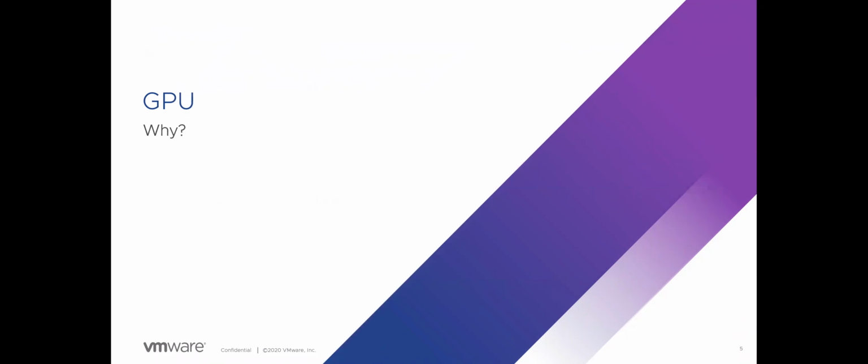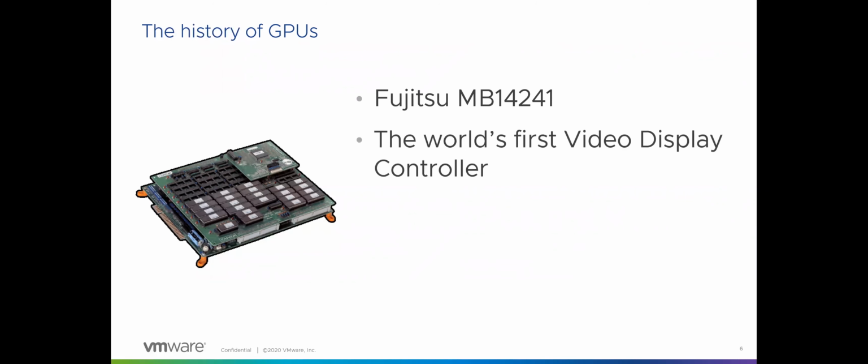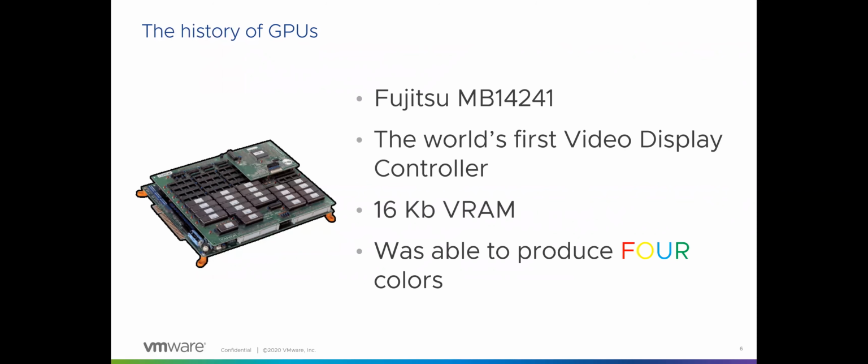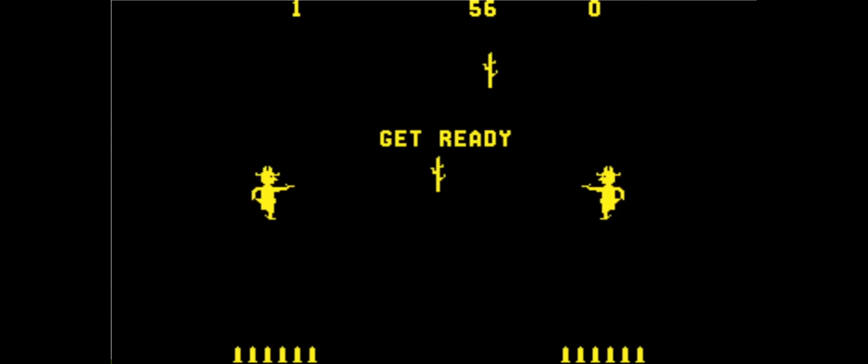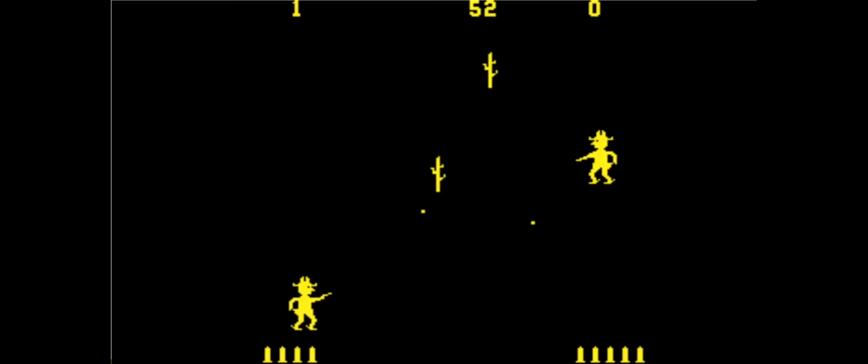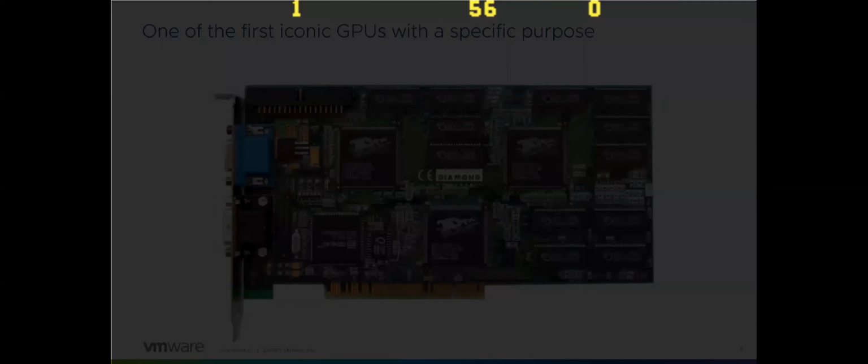So let's dig into GPUs and a little bit of the why. There's a history of GPUs. And this actual GPU is the first GPU. It's a Fujitsu MB14241, and it's the world's first video display controller. It had a blazing 16 KB of VRAM and was able to produce 4 whole colors. And we have a little demo of what a game looked like with that video controller. See that frame rate? That's awesome, right?